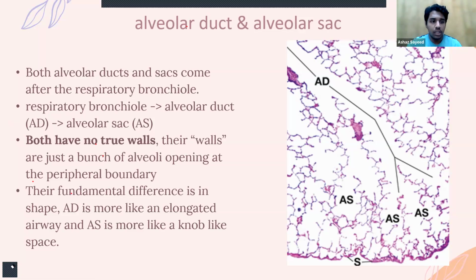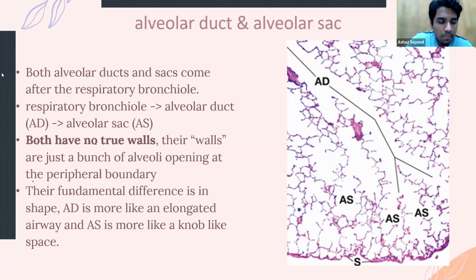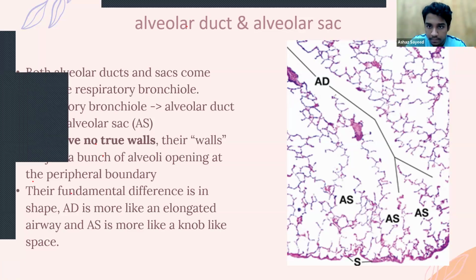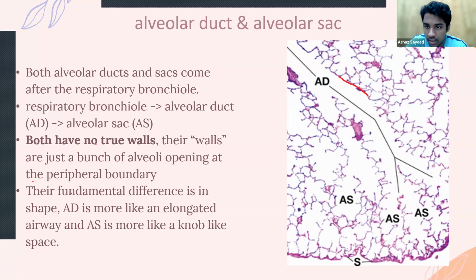Okay, so you can see here, this is supposed to be your alveolar duct. But you can see that it's just these alveoli. On the wall, you just have alveoli on the wall. You can see it's everywhere. It's just alveoli. Even on the alveolar sac, you just have these alveoli. There is no true wall over here anymore. It's just alveoli and alveoli.